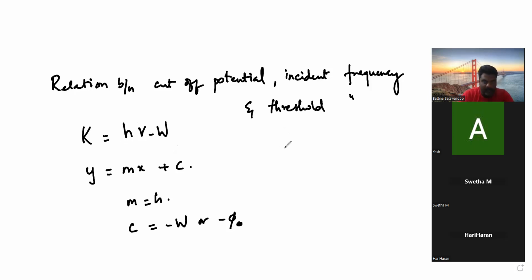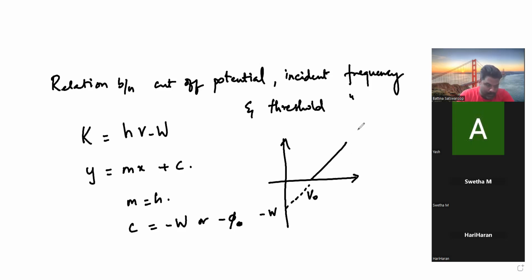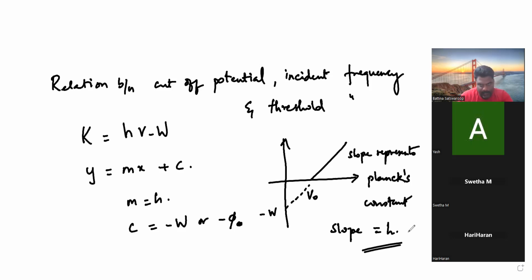So how will the graph look? Negative intercept, positive slope. So I will take minus W over here and draw like this. The slope represents h. What is h? Planck's constant. Slope is h, plotting the graph for V and K. Right? Yes, sir.